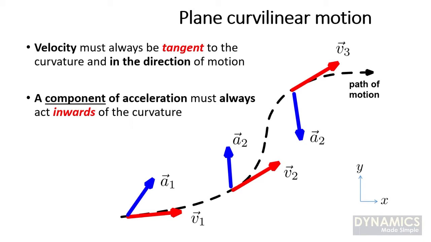The first observation is the velocity vector is always tangent to the path of motion, and it acts in the direction of motion of the particle. Magnitude of the velocity may differ at different locations on the path of motion.